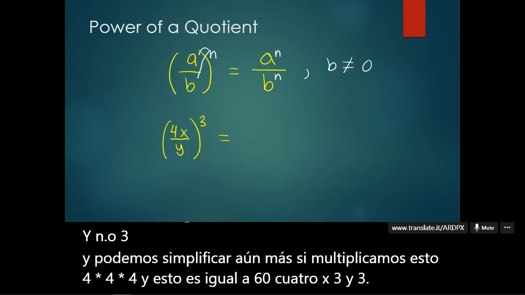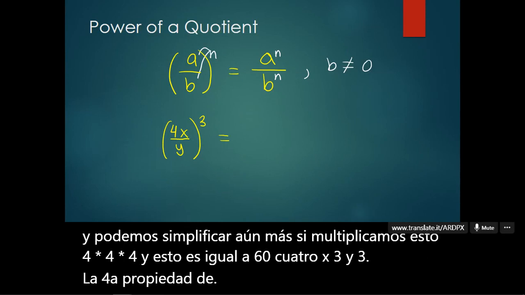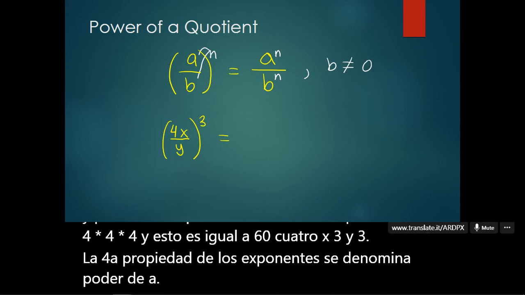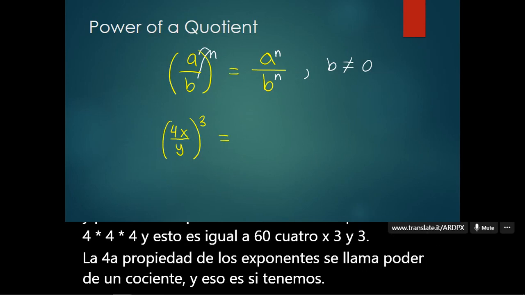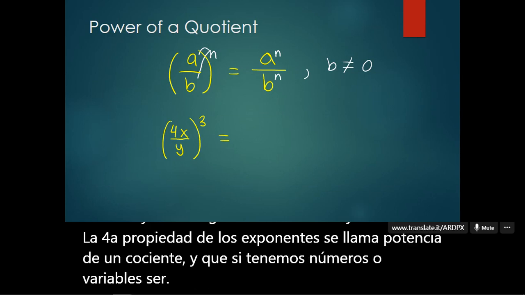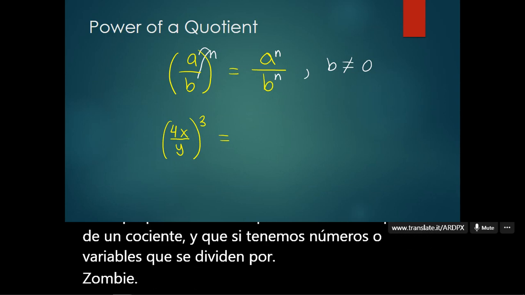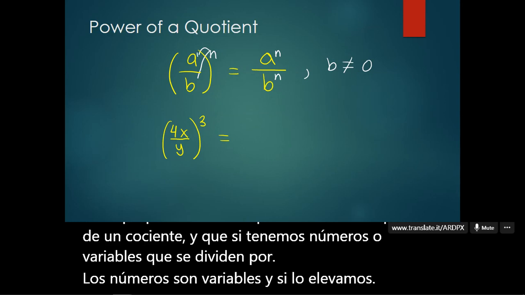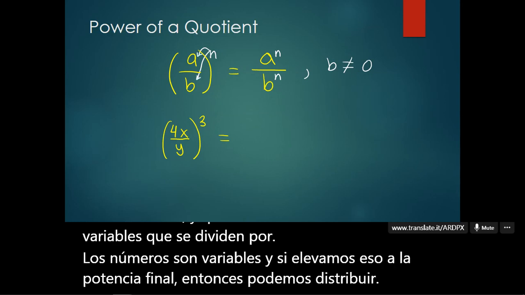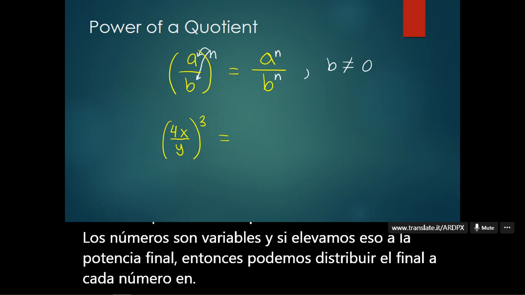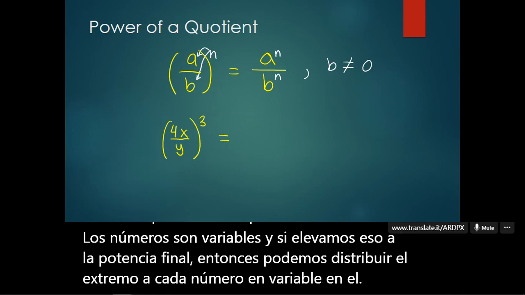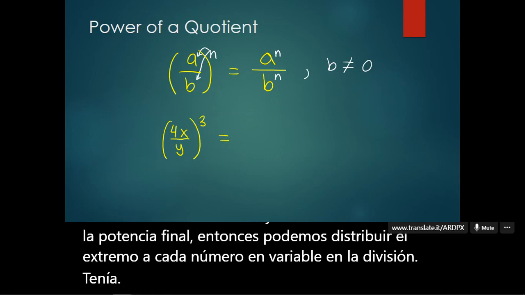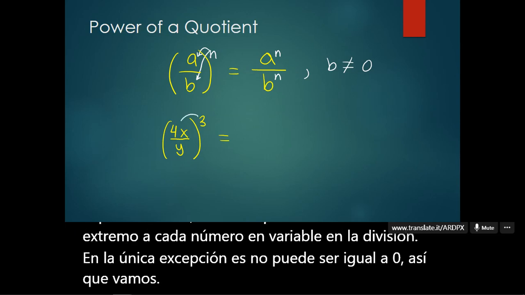The fourth property of exponents is called power of a quotient, and that is if we have numbers or variables being divided by numbers or variables, and if we raise that to the n power, then we can distribute the n to every single number and variable in the division. The only exception is that b cannot equal 0.